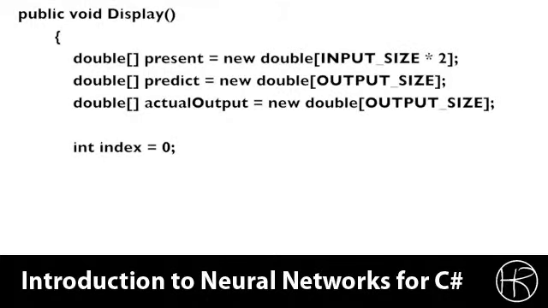Here you see the display function. This is what is used to implement the display of the prediction. It begins by creating a present variable that is going to hold the data that will be presented to the neural network. It's output size times 2 because we're passing in both the S&P 500 historical data as well as the prime interest rate. We have a predict array that is going to hold the prediction from the neural network and an actual output array that holds the actual output from the training data.